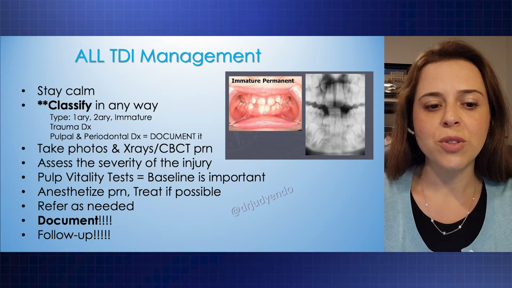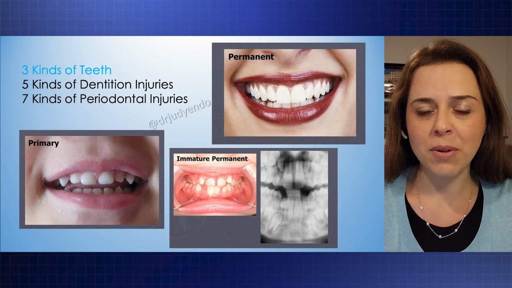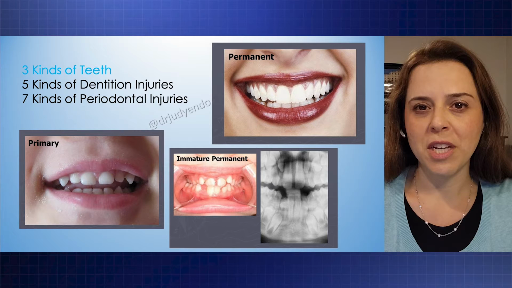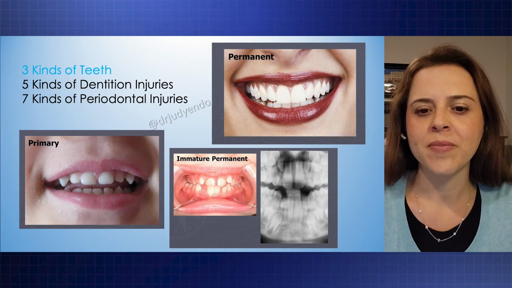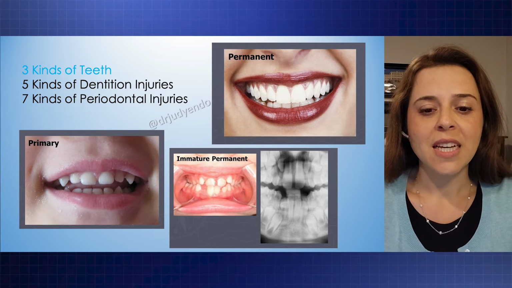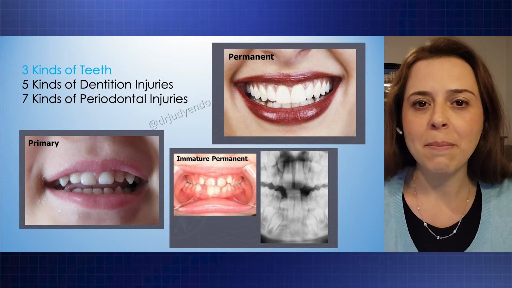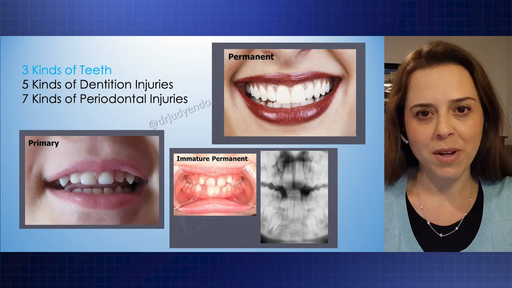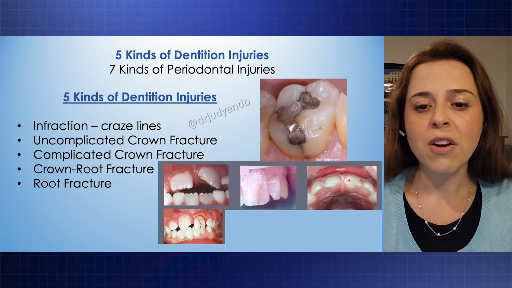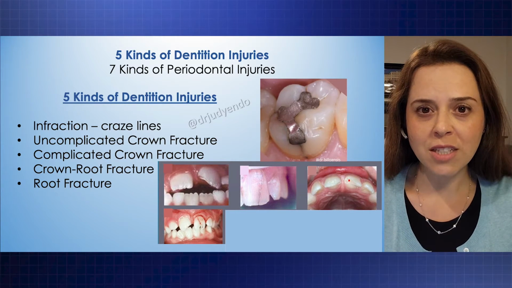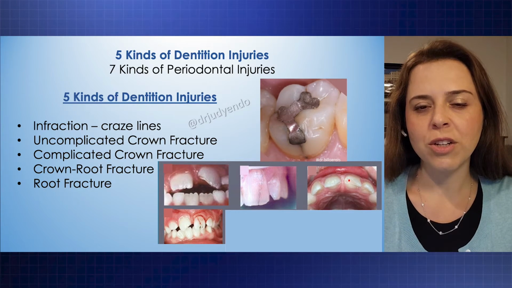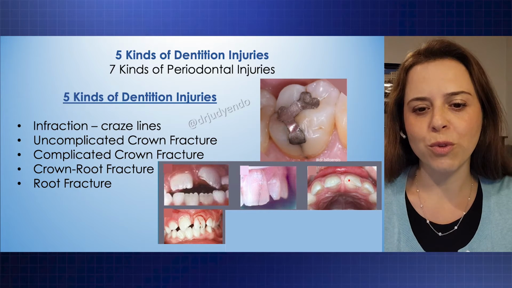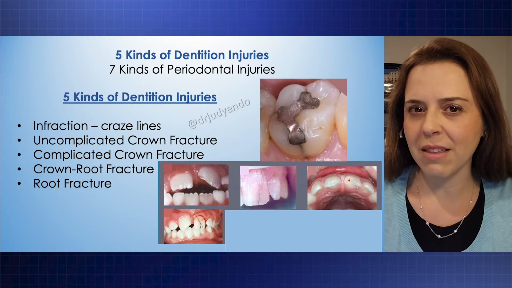It's also important to discuss at this visit the follow-up schedule for these patients so that proper expectations are laid out from the beginning. So today, I'd like to discuss the injuries primarily in the mixed dentition as well as the permanent dentition. There are 5 types of injuries that affect the teeth. You have infractions, craze lines. You have uncomplicated crown fracture, complicated crown fracture, crown root fractures, and then the root fractures. These all affect the teeth, the dentition.